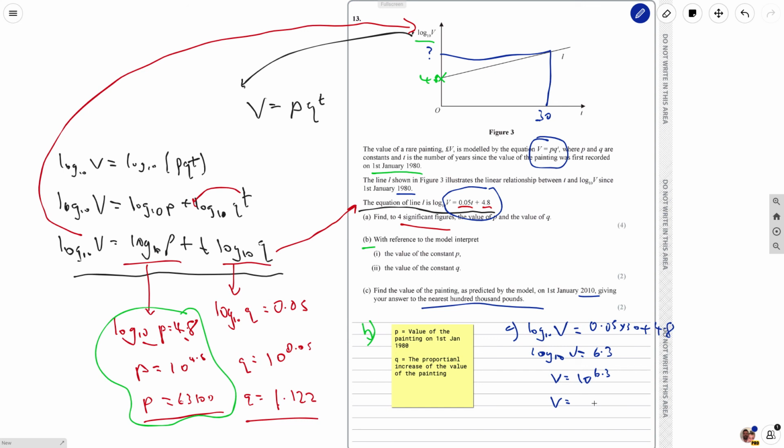So the £100,000 is the second digit. So actually to the nearest £100,000, we're looking at this digit, but because it's followed by a 9, we've got to take this up to 2 million. Okay, so the value of the painting is approximately 2 million after 30 years.